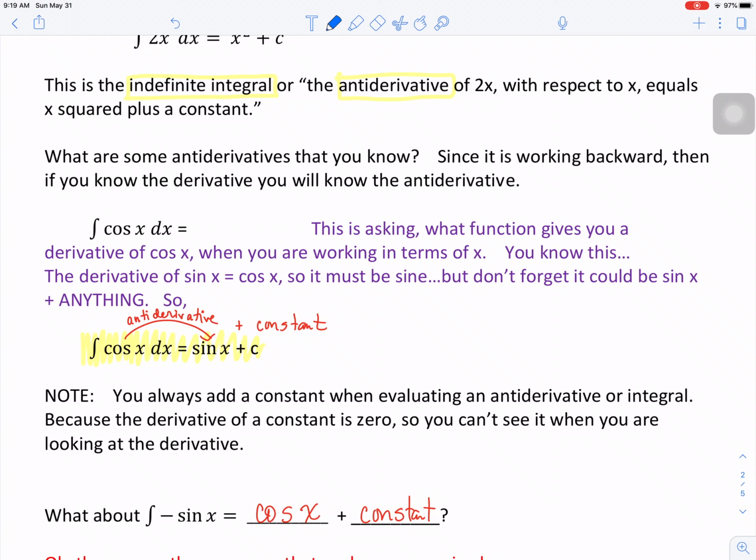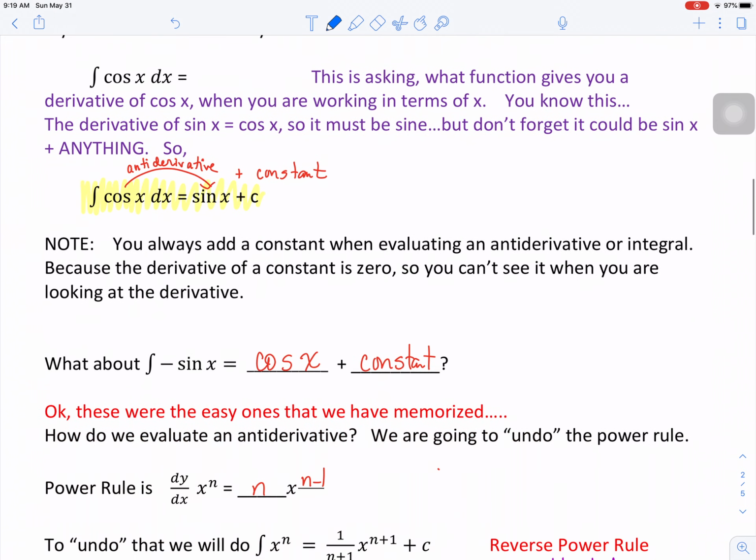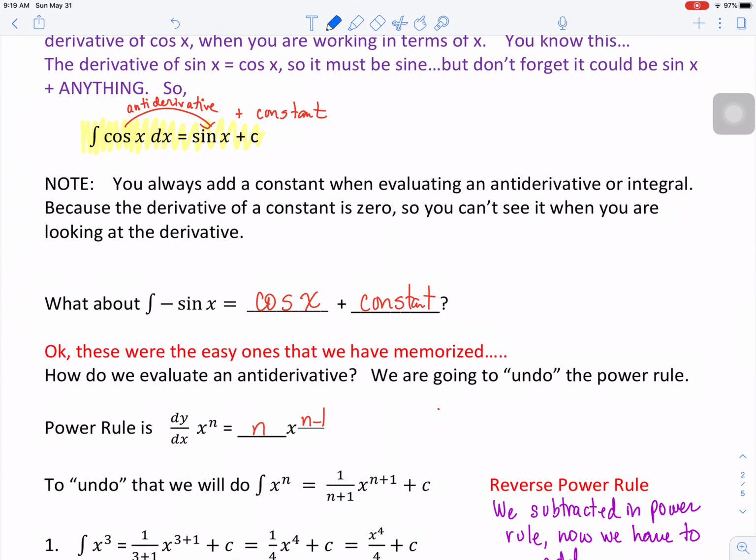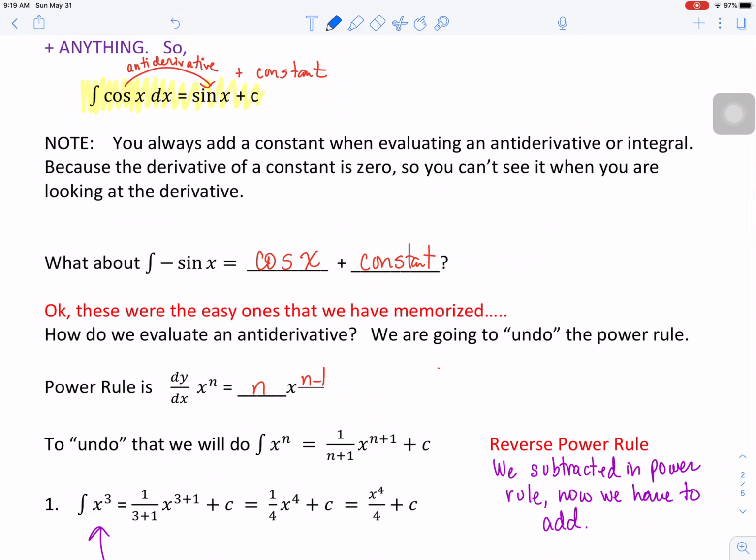plus a constant, because whenever we take that antiderivative, we have to include a constant. Okay, so what about the antiderivative of the negative sine? The antiderivative of the negative sine would be the cosine plus a constant. Okay, so those are the ones we've memorized.